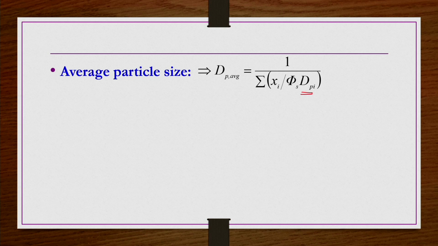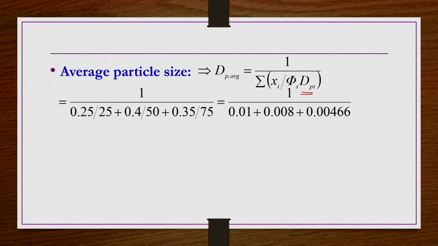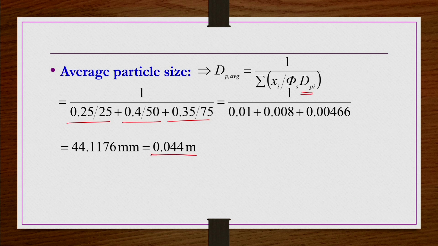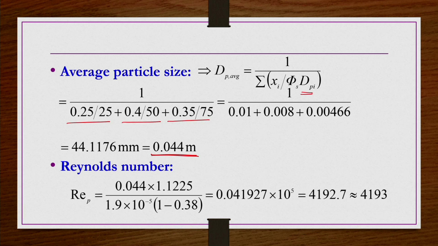Xi is also given: 0.25, 0.4 and 0.35 fractions. When you substitute all these values, 0.25 by 25 mm, 0.4 by 50 mm, and 0.35 by 75 mm, add them together and take the reciprocal, you will get 44.1176 mm, which is nothing but 0.044 m. So corresponding to this dP value, what is the Reynolds number that we can find out? When we do this, dP is 0.044.